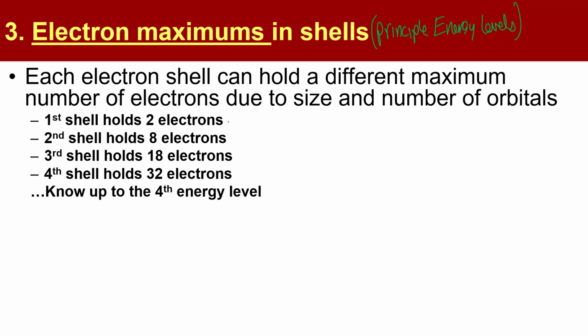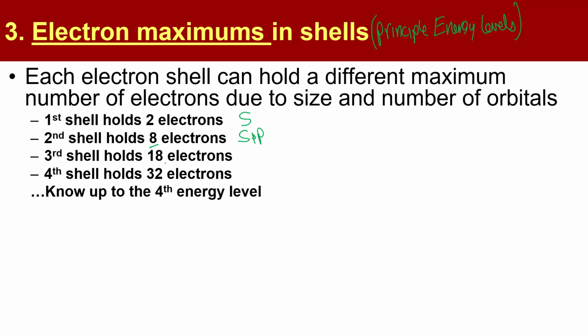Harken back to the slide that we just did. In the first principal energy level, we know we only have an S sublevel. S sublevels are one orbital and they can only hold 2 electrons. In the second principal energy level, we can hold a max of 8 electrons. Why is that? Because we have an S and a P sublevel. So remember, in your S, you can hold 2 electrons, and in your P, you can hold 6 electrons.